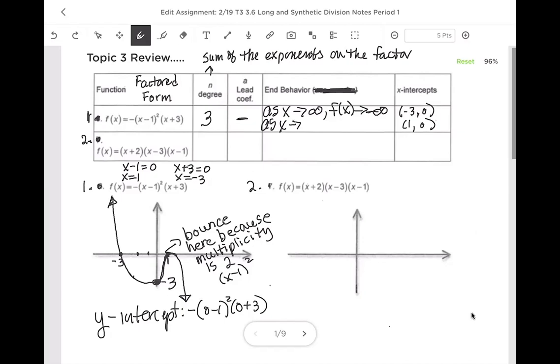As x approaches negative infinity, so as I look left, f of x is approaching positive infinity. All right. And so I just grabbed this as a quick review of us talking about the things we've already worked on. Okay. Today's lesson is going to seem a little detached until we bring it all together next week.